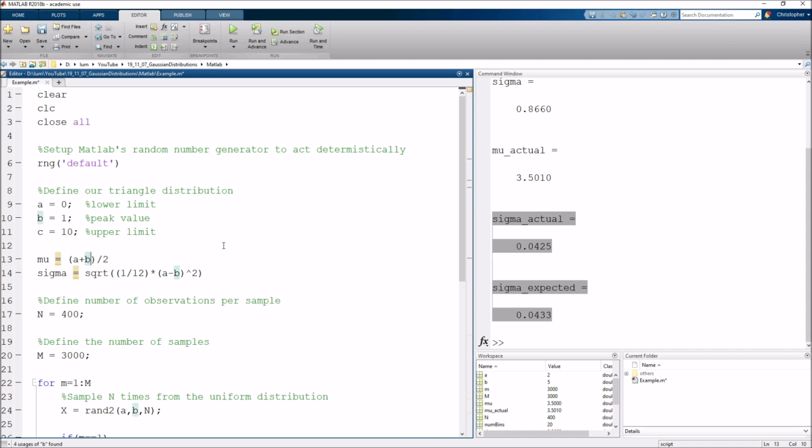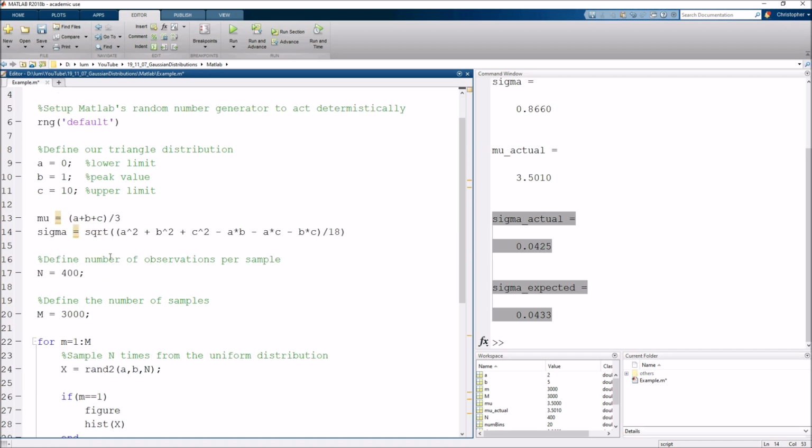Now, the mu for the triangle distribution, it's actually (a plus b plus c) over 3. Is how we get that. And the standard deviation for this is actually quite a bit more complicated, but not that bad. So it's a squared plus b squared plus c squared minus a times b minus a times c minus b times c. All of this, whoops, come on, I got my parentheses wrong. All of this over 18. That is actually the variance. So to get the standard deviation, I need to square root this thing. Okay, so let's set that up.